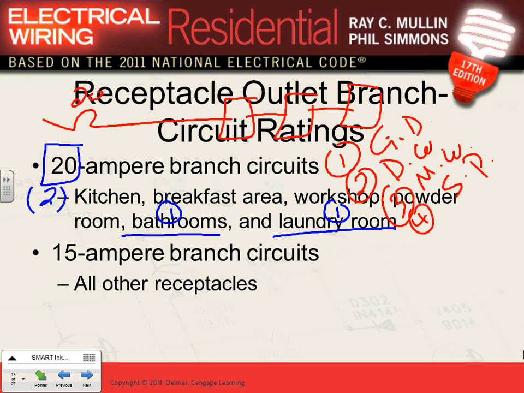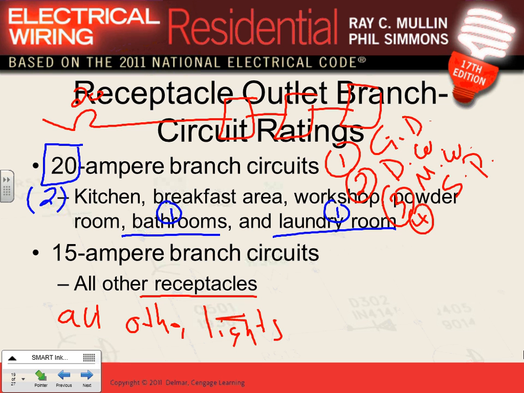Okay, 15. How about 15 amp branch circuits? Now, 15 amp branch circuits, all other receptacles that are not listed in these areas, and also all other lights in the area, all other lights. They're going to be 15 amp circuits. Any question, guys, about that? Do we know now how to circuit these babies?